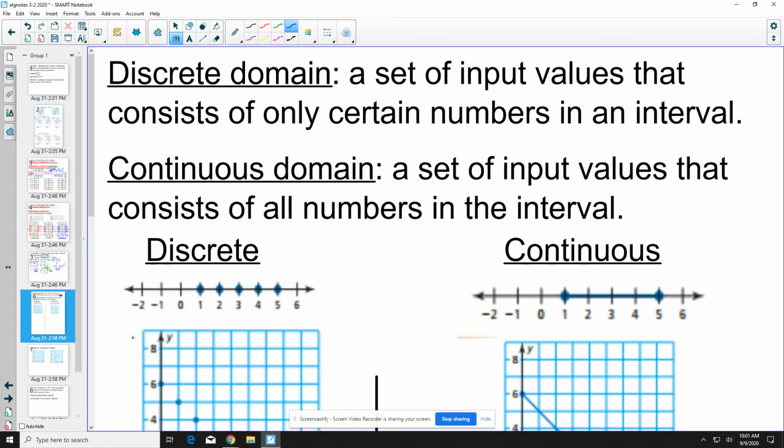All right, 2 more things to talk about. So in your notes, I need you to write discrete domain. We need to know the difference between discrete and continuous. So discrete domain is a set of input values that consists of only certain numbers in an interval. Continuous domain is a set of input values that consist of all numbers in the interval. Pause the video, take your time to write this down. When you get done, hit play.